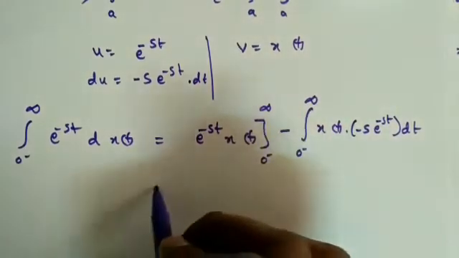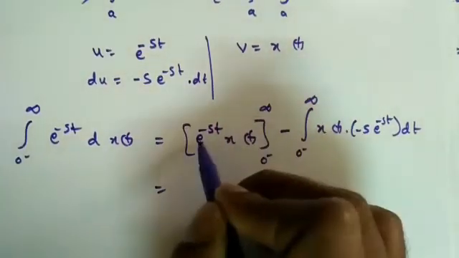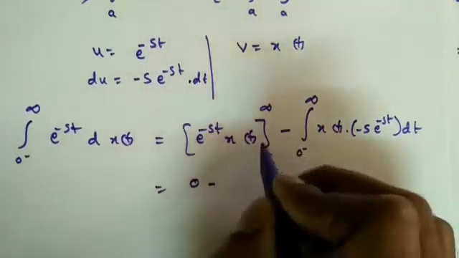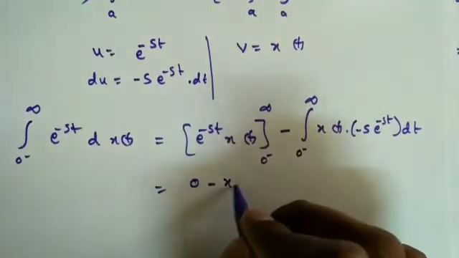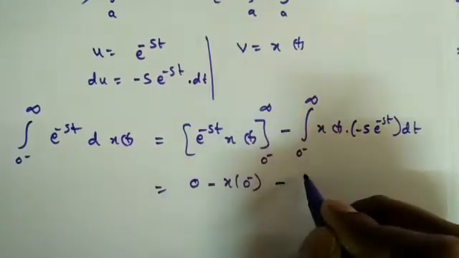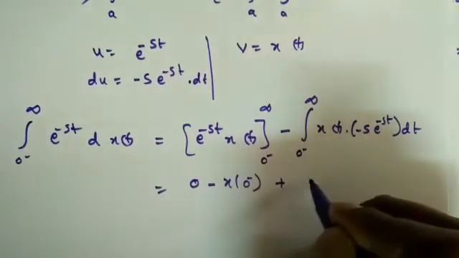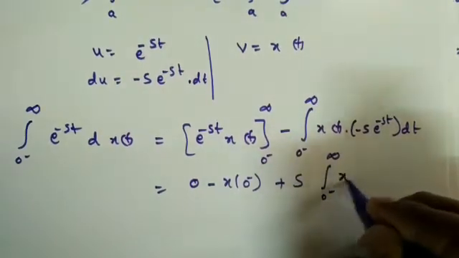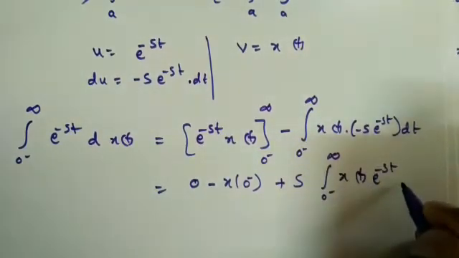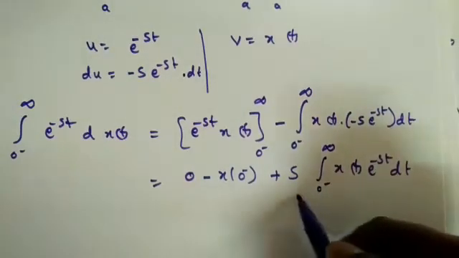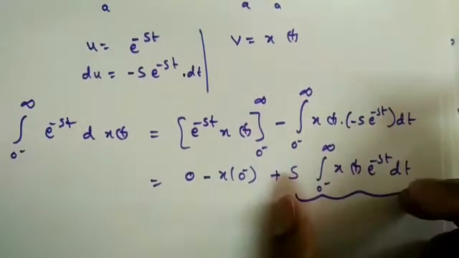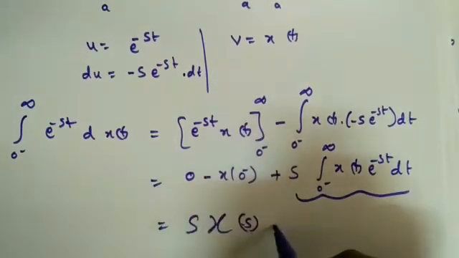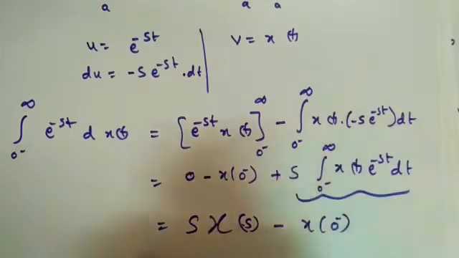Now if you see here, the limits, if I substitute, e power minus infinity will become 0, 0 minus e power 0 means 1, and it will become x of 0 minus, minus minus will become plus s into 0 minus to infinity x of t into e power minus st dt. Now what is this? This is nothing but the unilateral Laplace transform. Now this will become s into x of s minus x of 0 minus.